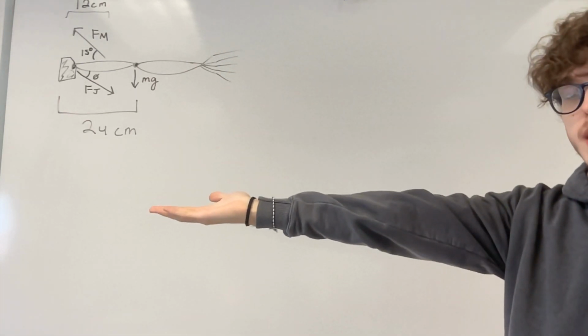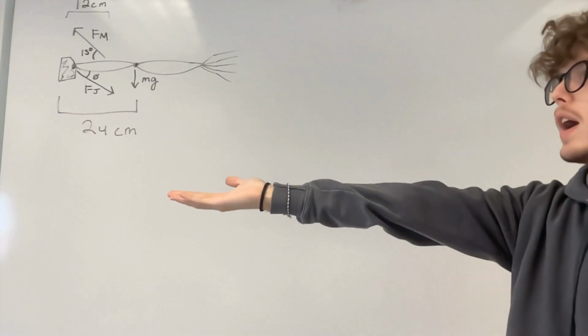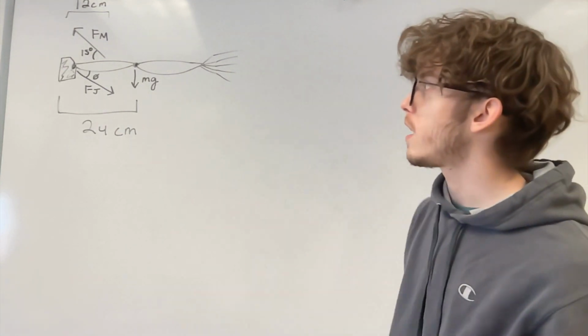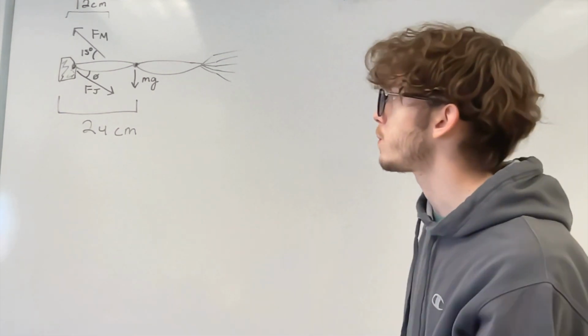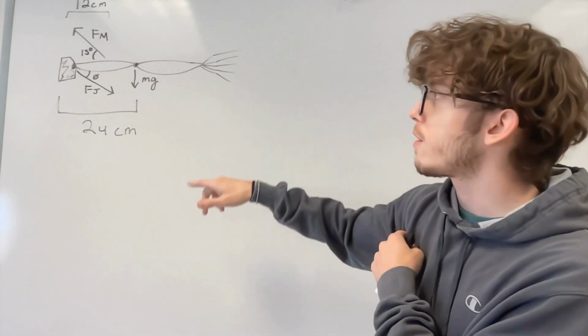So let's just say I have my hand out like this and I want to support it up like this. What are the forces required from my arm to support that? Well, that's modeled by this physics diagram here where we have Fj, which is a downwards force from your shoulder blade, and that's at an angle of theta.